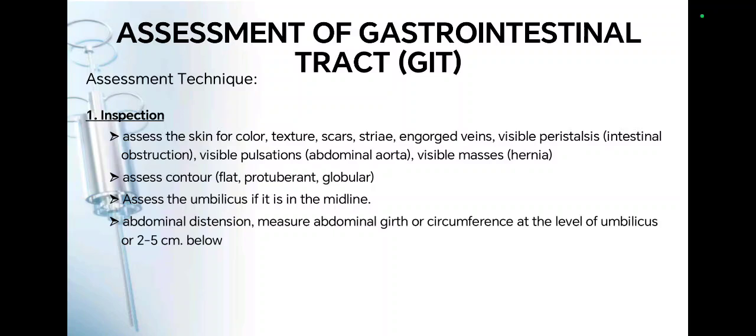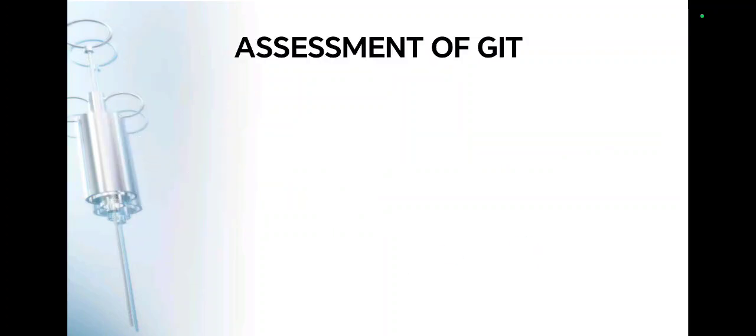Assess the contour, whether it is flat, protuberant, or globular. Assess whether the umbilicus is in the midline or not. Assess also for any abdominal distension. Measure the abdominal girth or circumference at the level of the umbilicus or 2 to 5 centimeters below.